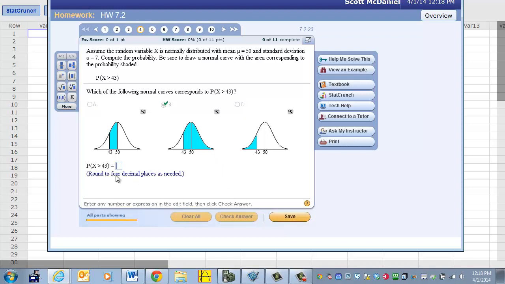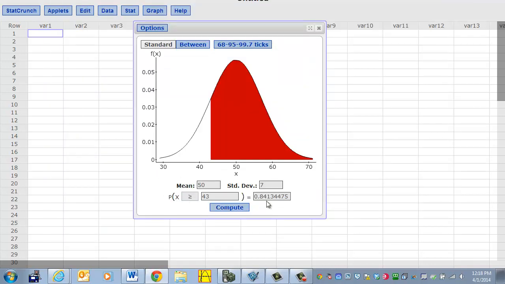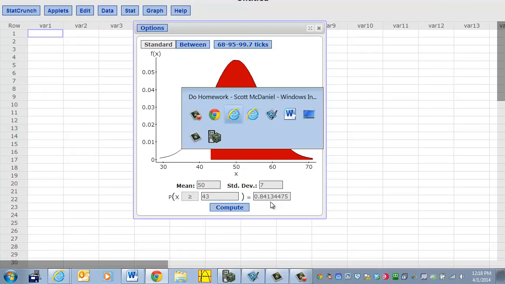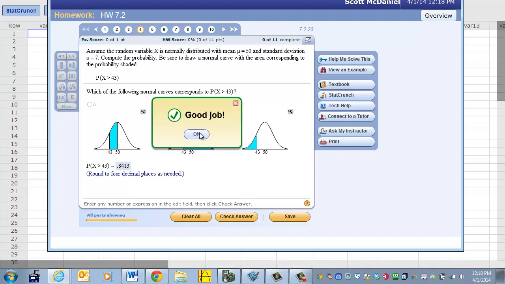And then it says round to four decimal places. So again, let's come back over here. We have 0.8413, so we're just going to put 0.8413, and we got it.